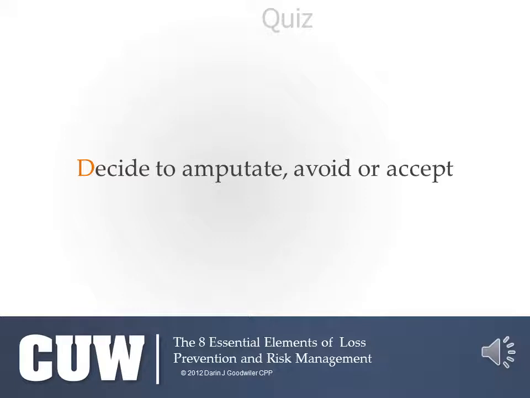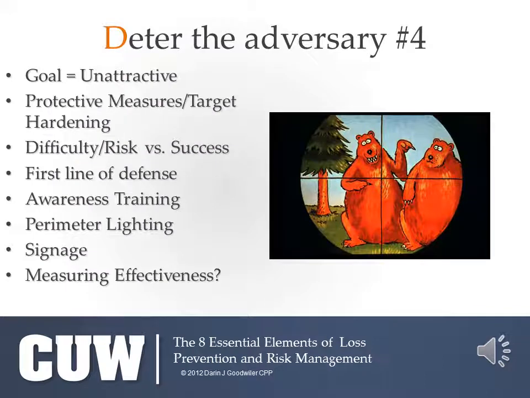Decide to amputate, avoid, or accept. Your fourth D is to deter the adversary. So the idea is, assuming that you've decided to accept the risk, so this is our third risk treatment, you've decided to accept the risk, now what you have to do is to deter the adversary from attacking.